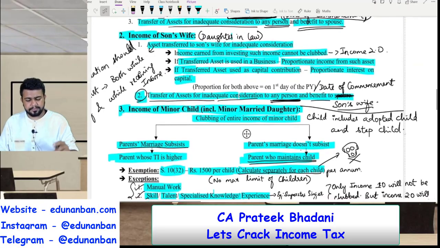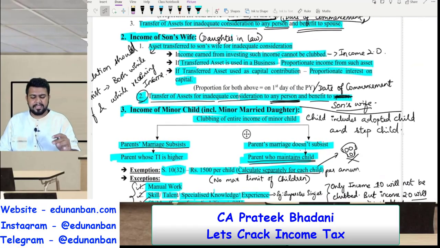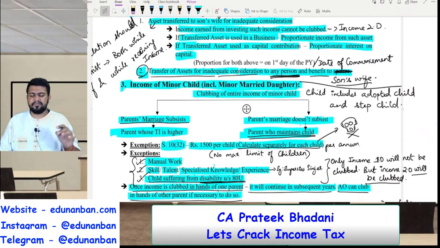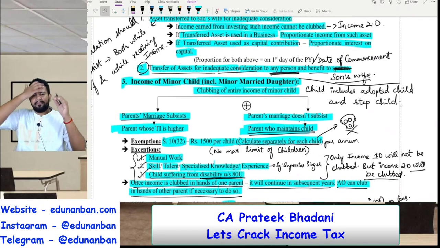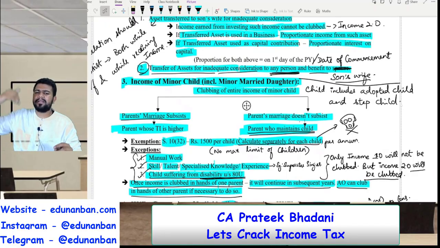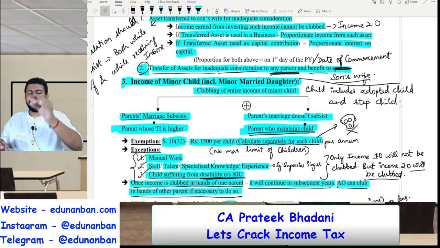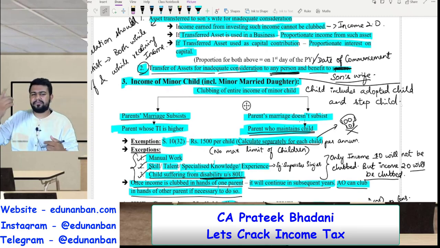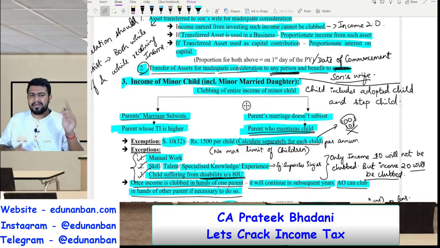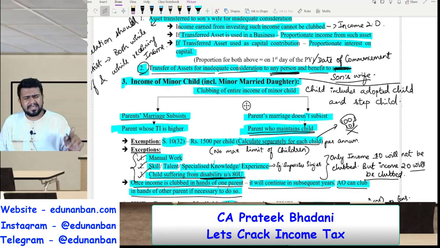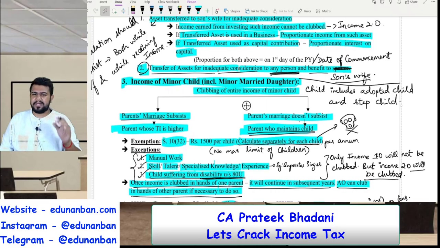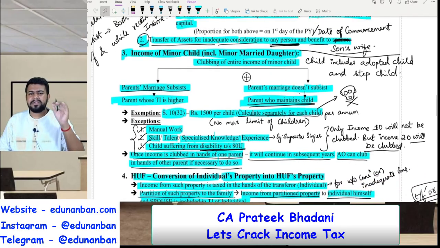Next question, sir. Transfer of asset for inadequate consideration to any person for the benefit of son's wife. So if my mother transferred any asset to some other person, let's say A Limited, and the benefit is received by my wife, that is son's wife, in such case the benefit received by son's wife will be clubbed in the hands of my mother if it is transferred for inadequate consideration. No question arises if the transfer is for adequate consideration. Only if there is no consideration or inadequate consideration, all these clubbing provisions will apply.